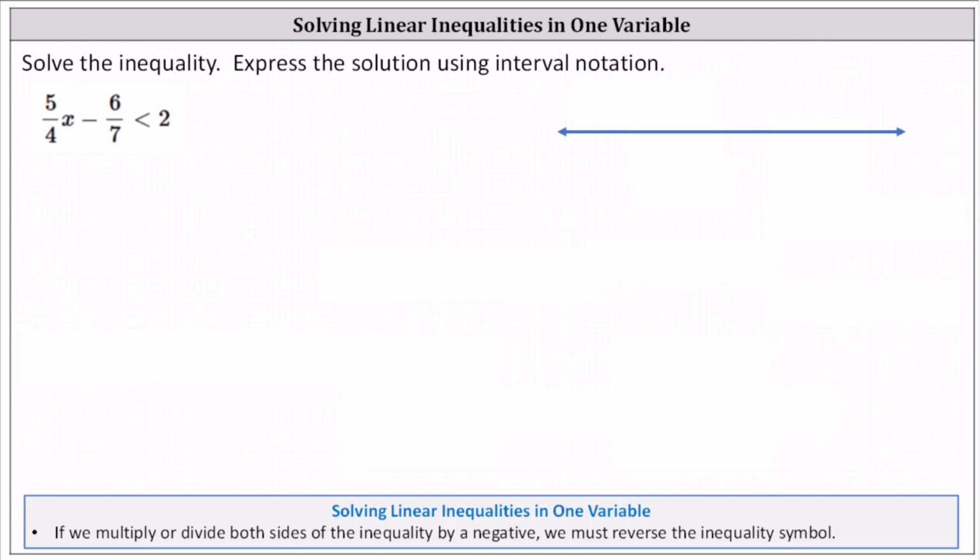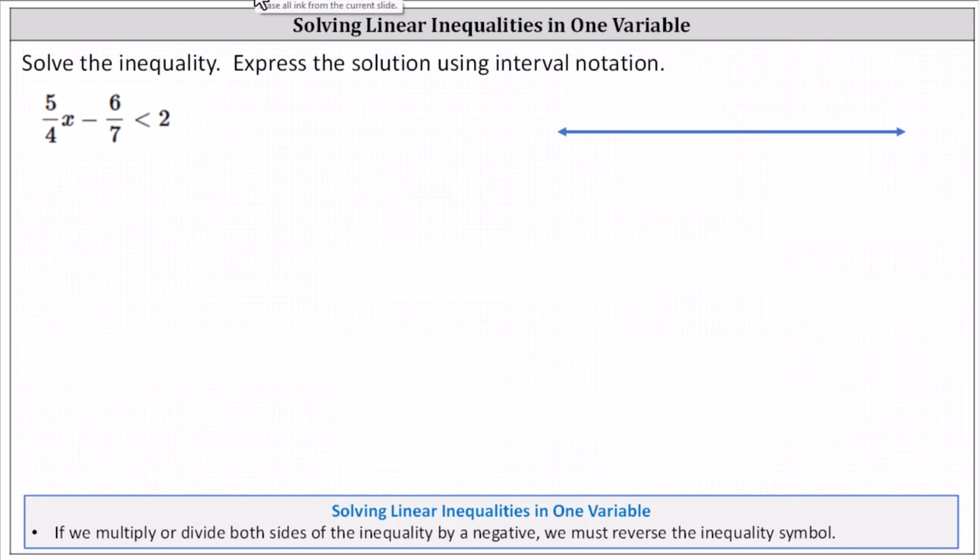We want to solve the inequality and express the solution using interval notation. We have 5/4 x minus 6/7 is less than 2. Recall, when solving a linear inequality in one variable, if we multiply or divide both sides by a negative, we reverse the inequality symbol. Otherwise, we solve the inequality just like we solve an equation.